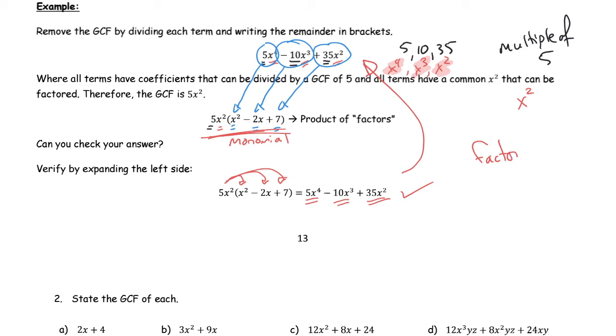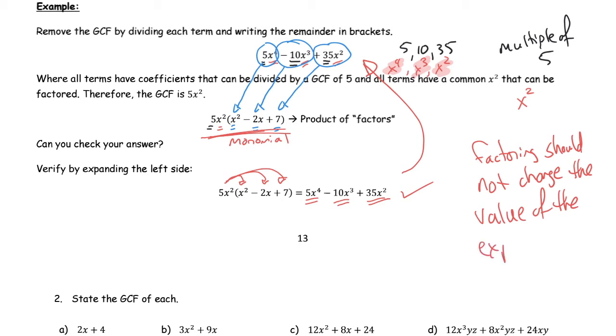Factoring should not change the value of the expression. Now, what I mean by that is if I plug a value for x into this, I should get the exact same thing by plugging a value of x into here. I'm not changing the expression. I'm just splitting it up into its different factors. It's just like when I write the number 6 or I write it as 2 times 3, I'm not changing the value. It's still the same thing. I'm just changing the way it looks. Okay, anyway, let's take a look at some examples now.